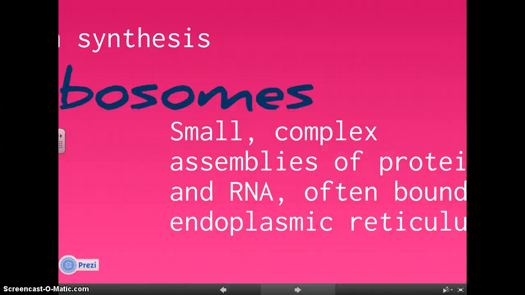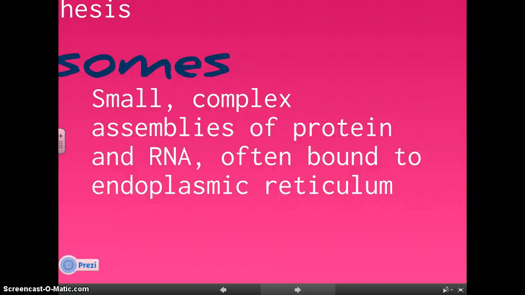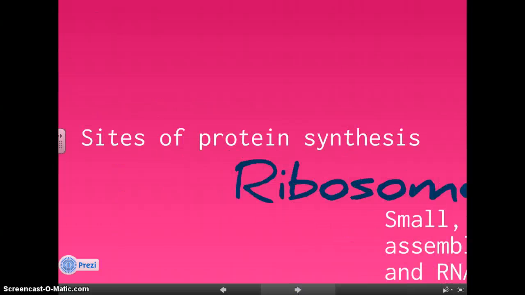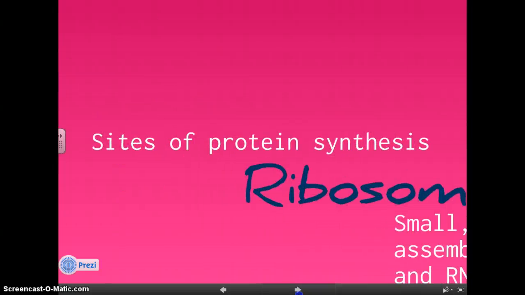Your ribosomes, they're small complex assemblies of protein and RNA, often bound to the endoplasmic reticulum. That's what makes the ER the rough ER. So you can find them attached to the ER. You can also find them free floating around the cytoplasm of the cell. So they will be in charge of protein synthesis.